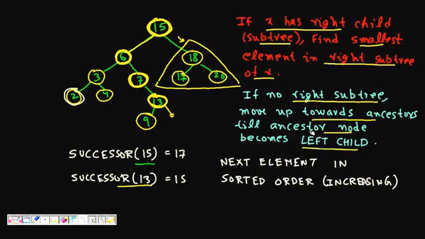So at 13 I went to 7, and 7 is still the right child. So 13 is the right child of 7.